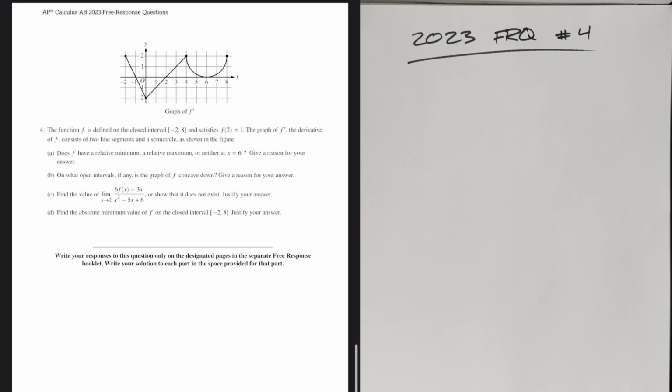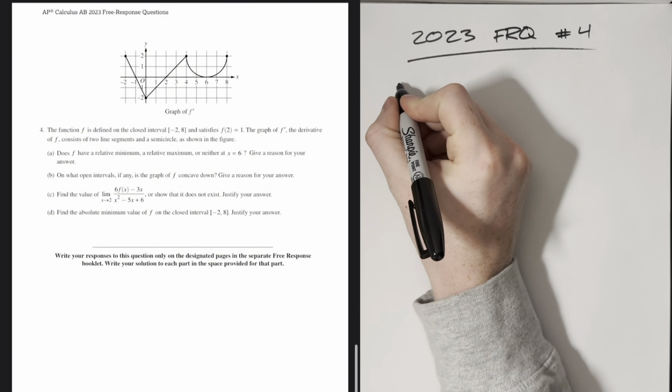So we've got this graph, we got a couple of line segments, a semicircle, and it's a graph of f prime. And the question says, the function f is defined on the closed interval -2 to 8, and satisfies that f of 2 is equal to 1. The graph of f prime, the derivative of f, consists of two line segments and a semicircle, as shown in the figure. Okay, so let's look at part A.